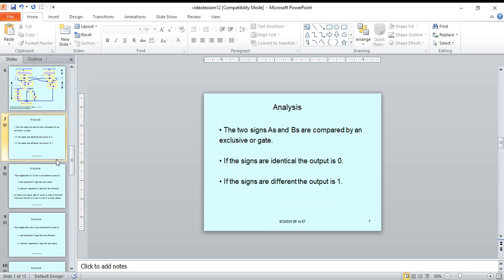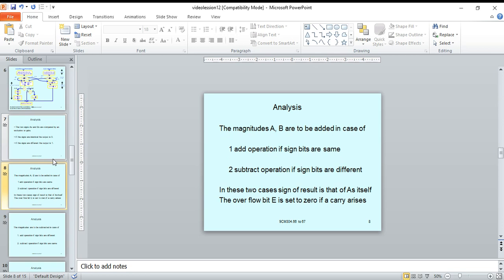So here is the analysis of the flowchart. The two signs of AS and BS are compared by an exclusive OR gate, and if the signs are identical, the output is 0. If the signs are different, the output is 1. The magnitudes A and B are both to be added in case of add operation if the sign bits are the same, and subtraction operation if sign bits are different. In these two cases, the sign of the result is that of AS itself.